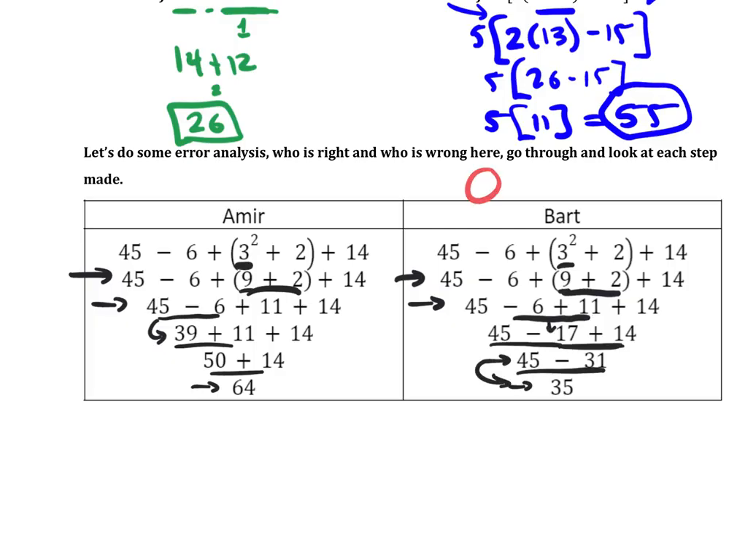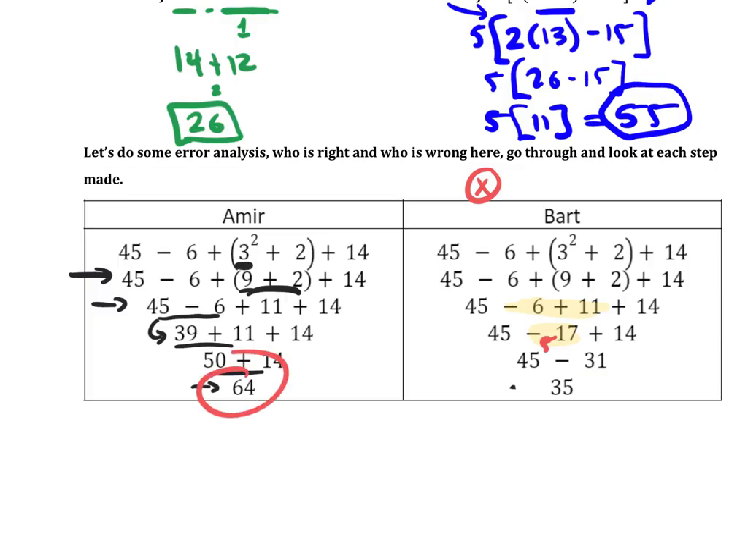Okay, so I think we can justifiably say Bart here is going to be wrong. And where he was wrong is at this step right here, when he took this and got negative 17. That should not have happened, okay? Even with negative 6 plus 11, even if I was going to do that, I should have gotten positive 5 right here, and even then, that still would have been wrong. So Amir is going to be correct with 64.